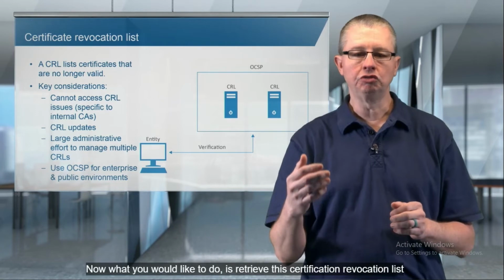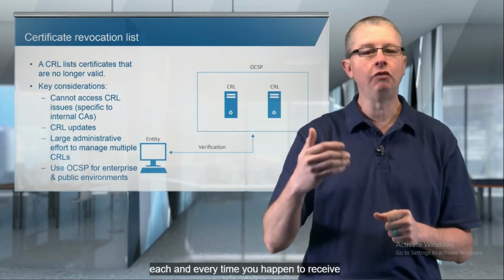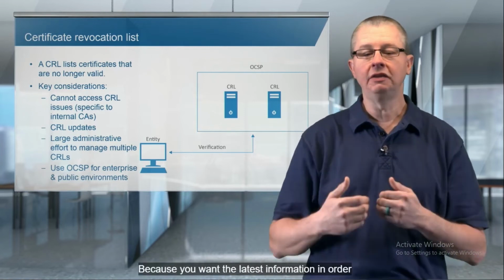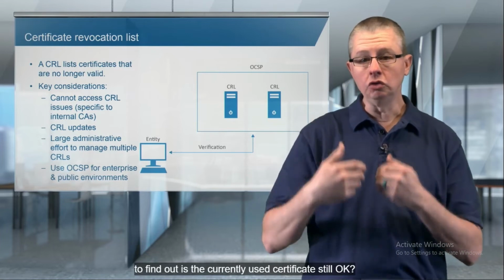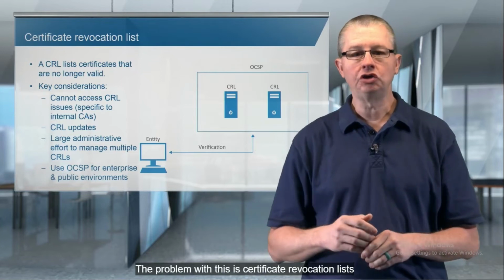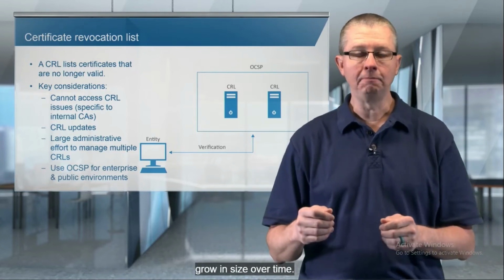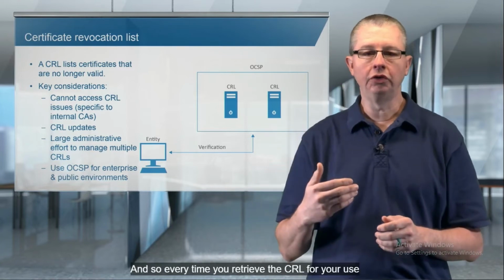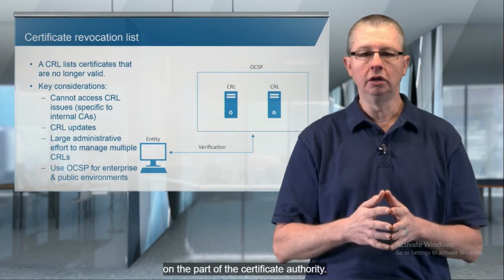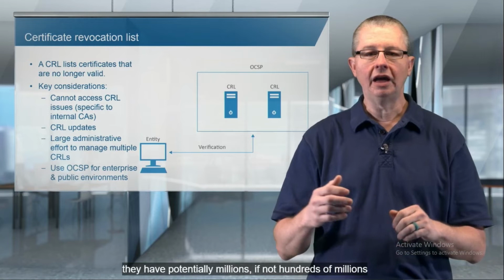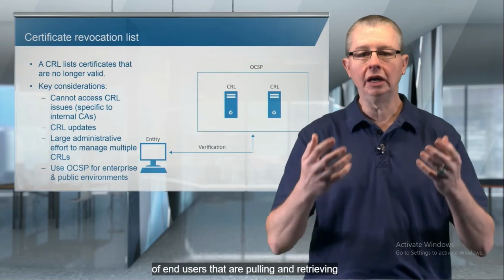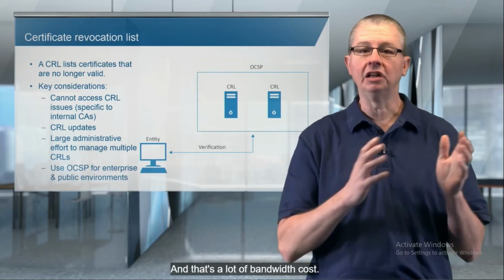Now, what you would like to do is retrieve this certificate revocation list each and every time you happen to receive a certificate signed item, because you want the latest information in order to find out, is the currently used certificate still okay, or has it been revoked? The problem with this is certificate revocation lists grow in size over time. And so every time you retrieve the CRL for your use as an end system, you're causing some bandwidth cost on the part of the certificate authority. And just think of any public CA environment, they have potentially millions, if not hundreds of millions, of end users that are pulling and retrieving that CRL on a regular basis. And that's a lot of bandwidth cost.